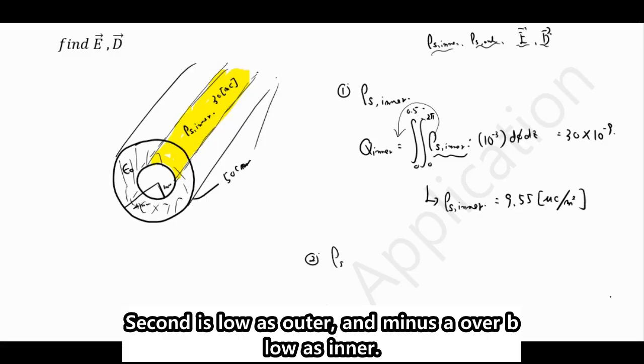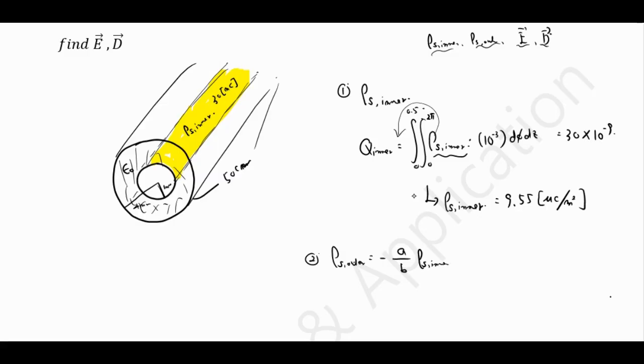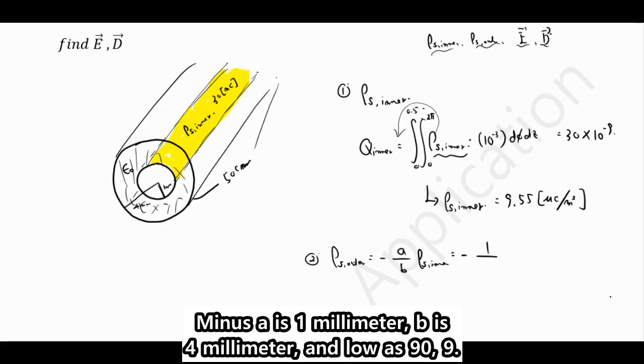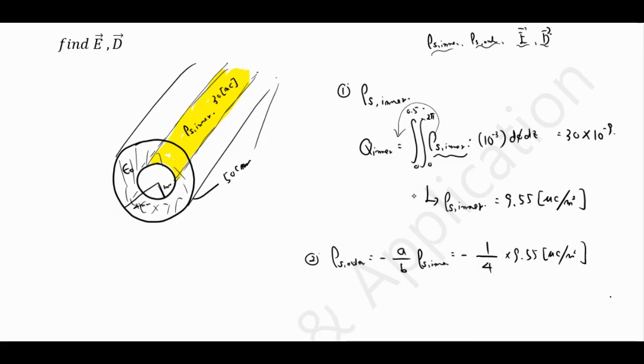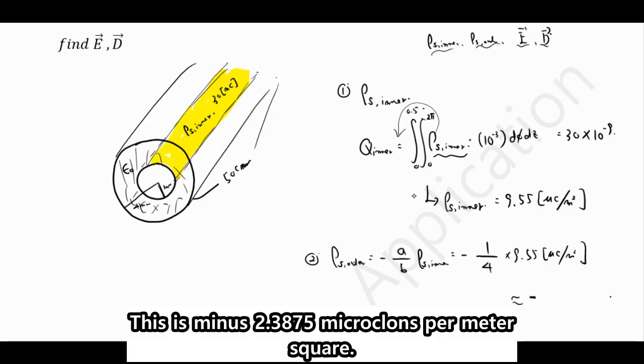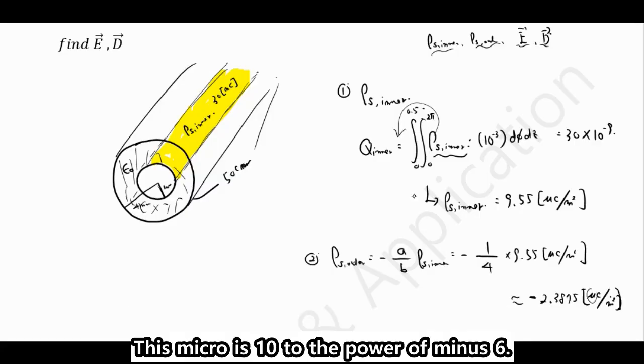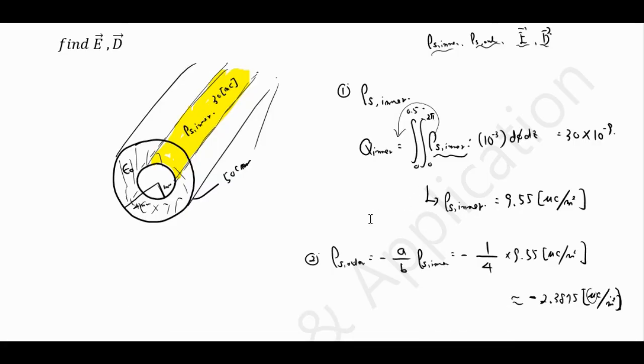Second is rho S outer, which is minus A over B times rho S inner. Minus A is 1 millimeter, B is 4 millimeter, and rho S inner is 9.55 microcoulomb per meter square. This is minus 2.3875 microcoulomb per meter square. This micro is 10 to the power minus 6.